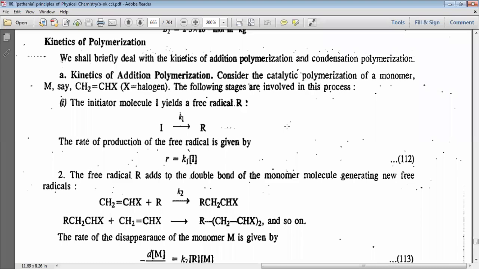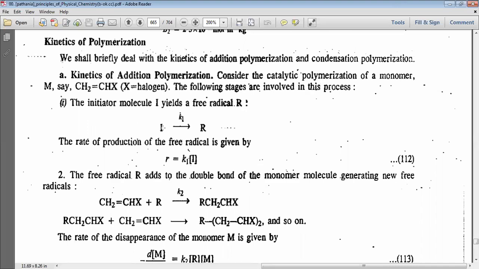Next, kinetics of polymerization. Basically, first of all, I will discuss kinetics of addition polymerization and then condensation polymerization. Addition polymerization: consider the catalytic polymerization of a monomer, say M, CH2 double bond CHX, here X is halogen. The following stages are involved in this process.